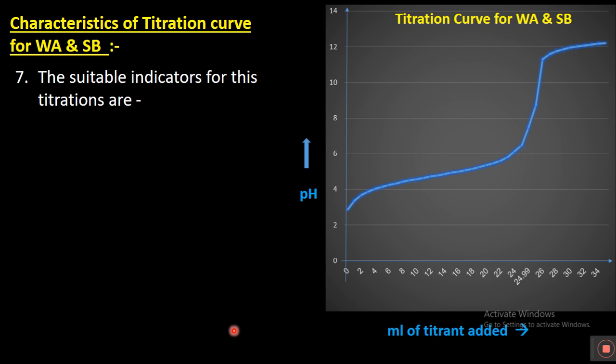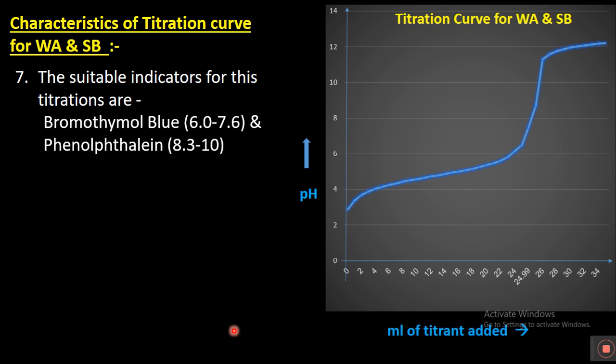Next, about the indicator. What are the suitable indicators for this titration? The indicator which shows a color change around the equivalence point of the titration is called a suitable indicator. There are two indicators in this case, bromothymol blue and phenolphthalein. Why are these two suitable indicators? Because these two indicators have their transition range around the pH change at the equivalence point. Here the pH change at the equivalence point covers the pH units 6 to 10.5, and these two indicators have their transition range between these two limits.